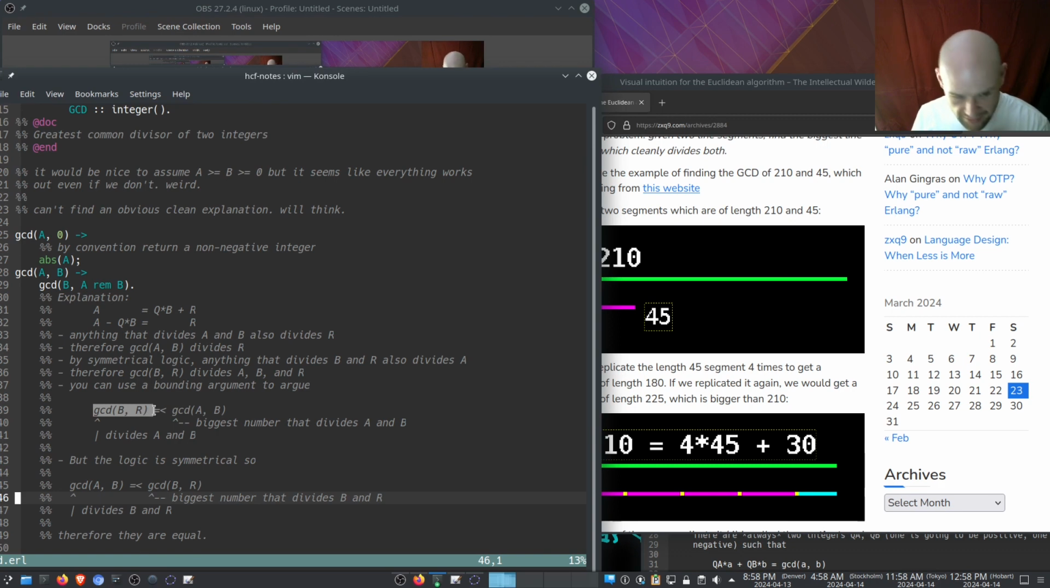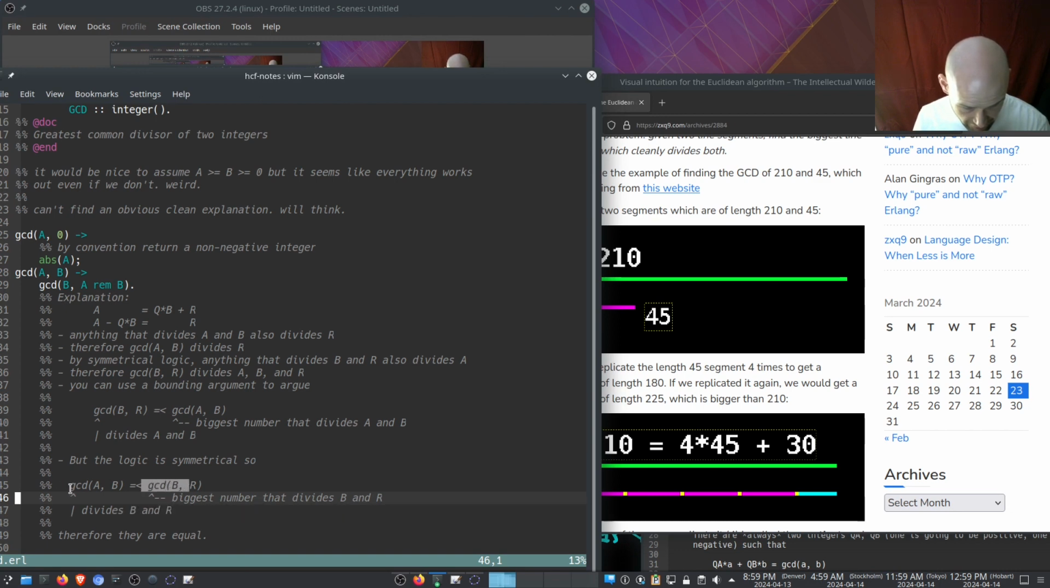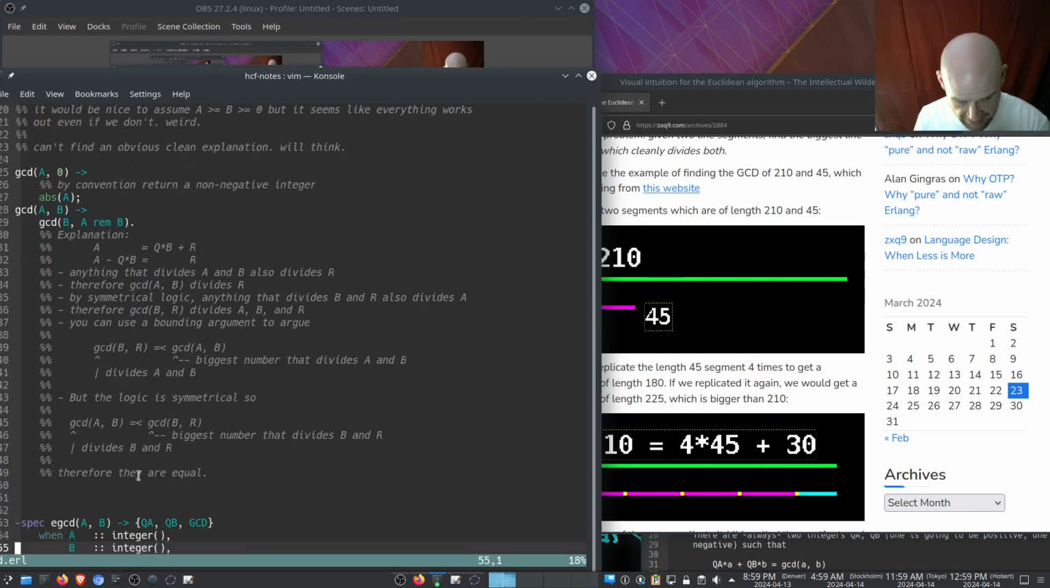So the GCD of b and r has to divide the GCD of a and b, the biggest number that divides a and b. But the logic is symmetrical, so we can also say that the GCD of a and b also divides the GCD of b and r by exactly the same argument, because this divides b and r, and so does this, so therefore, this divides this. And if a divides b and b divides a, then a is equal to b.